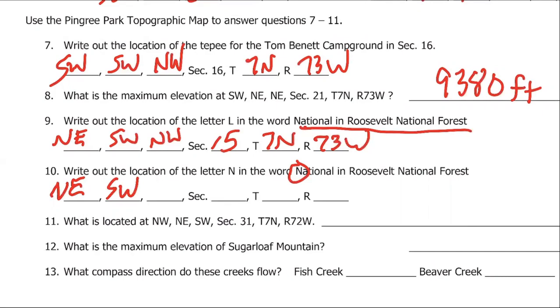And then we said northeast or northwest. And that's section 16, 7N, 73W. Okay. All right, let's go hunting. We are going to go hunting for a coordinate, and it's 7N. This one's in 72W, so keep that in mind. And we're looking for section 31, and then it's southwest, northeast, northwest. So let's go take a look for that.